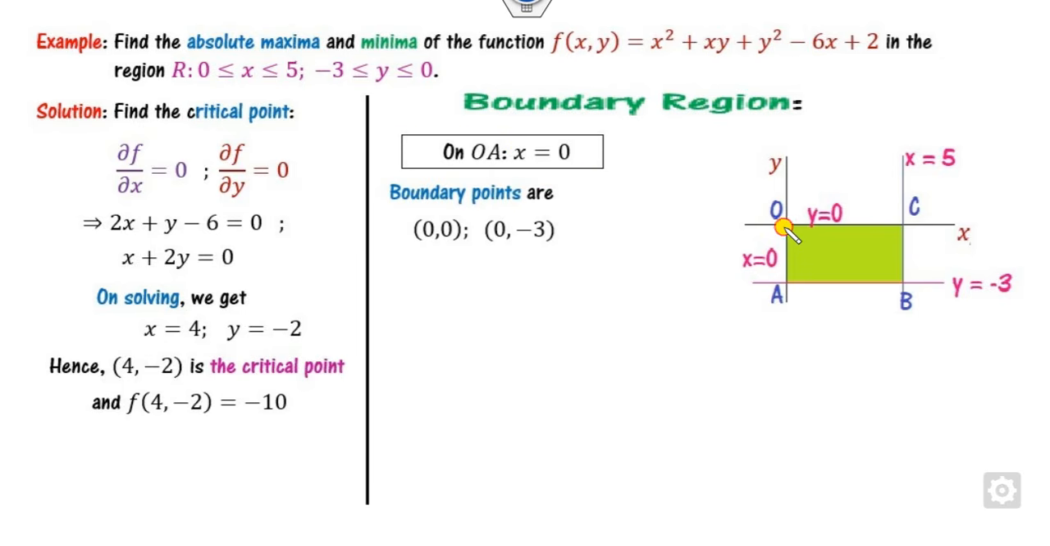And on the line OA, what are the coordinate points? This is my origin, 0 comma 0. This is the point where y is minus 3. So the coordinates are here. We can substitute this value here. You will get this answer.